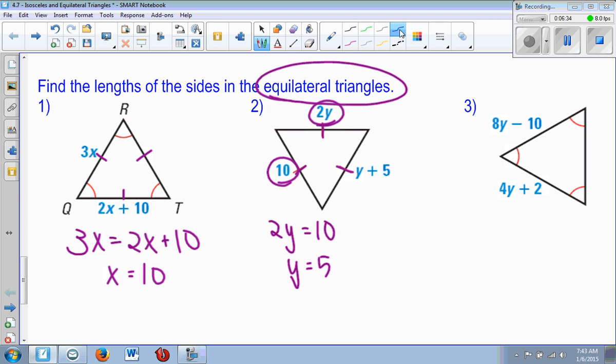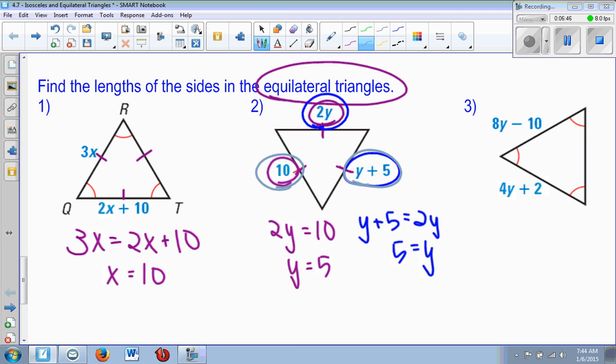Say I had chosen the top side and the right side. y plus 5 equals 2y. Subtracting y again gives me y equals 5. Say I had chosen the right side and the left side. If I set y plus 5 equals 10, I again get y equals 5. So notice that no matter which two sides you pick, the value of y comes out the exact same in every single case. In number three, it's a problem just like number one.